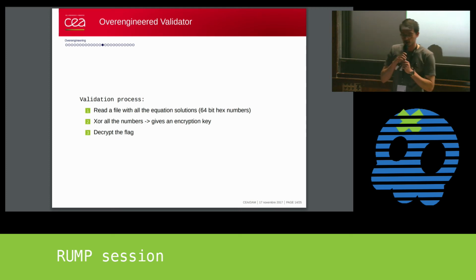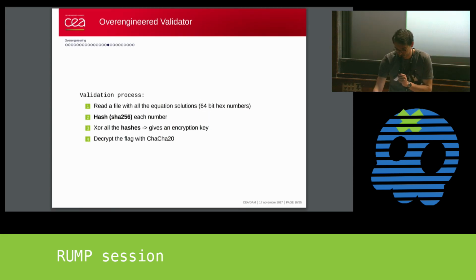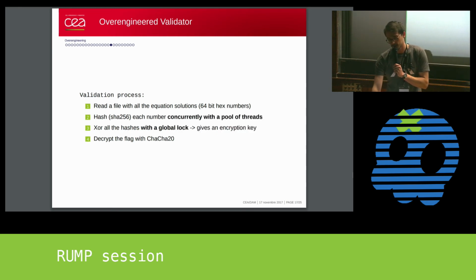And just for fun, we wanted to write a validation process that was way too complicated. The basic idea is to XOR all the solutions of the equations, and it gives a key to decrypt the final flag. But we thought it was fun to use SHA-3-20 because it maybe wasn't implemented everywhere. And then we thought it was fun to hash the numbers beforehand, and maybe do that concurrently with a pool of threads, to be quicker. First with a global lock on the data, then with atomic operations.